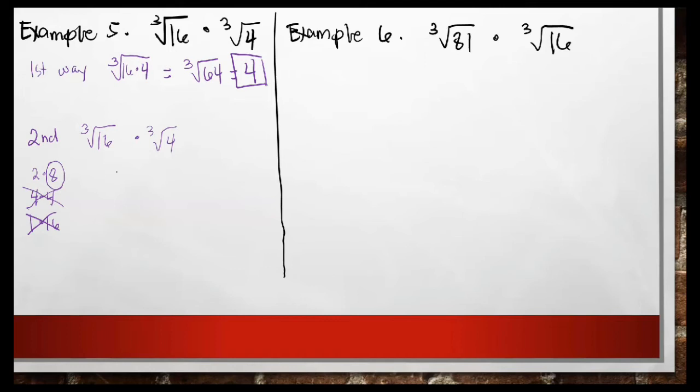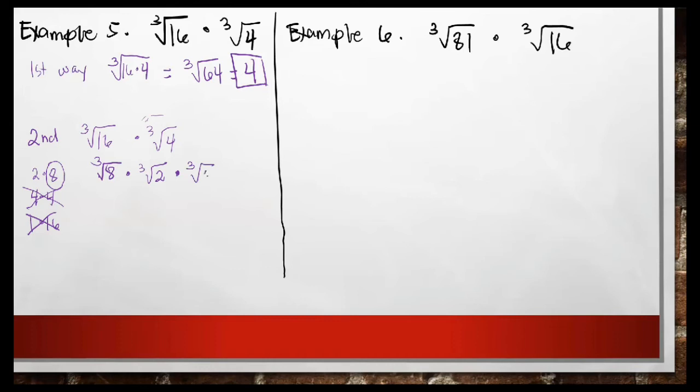So, let's simplify or factor the cube root of 16. Let's start with the one we can simplify, which is cube root of 8, times cube root of 2. And next, let's simplify this cube root of 4. Since we don't have any factor of 4 that is a perfect cube, therefore, we have the cube root of 4.